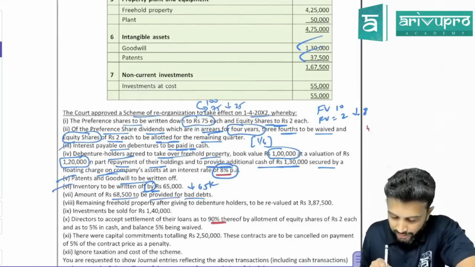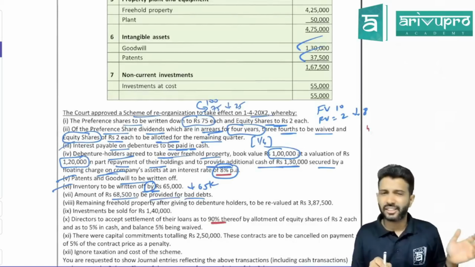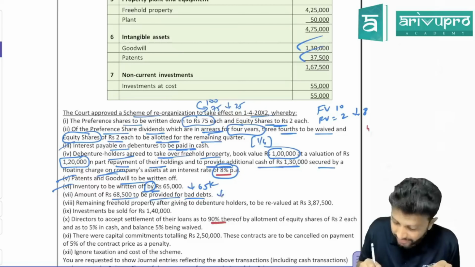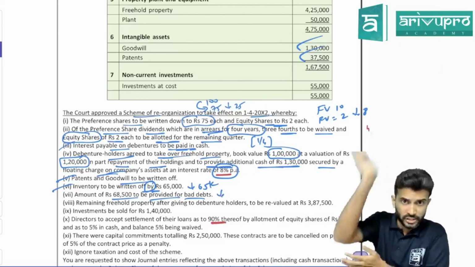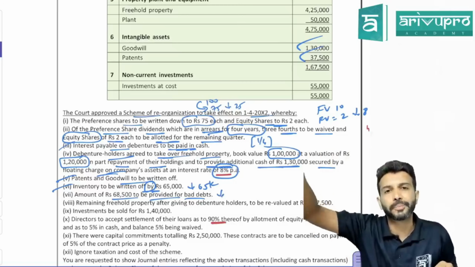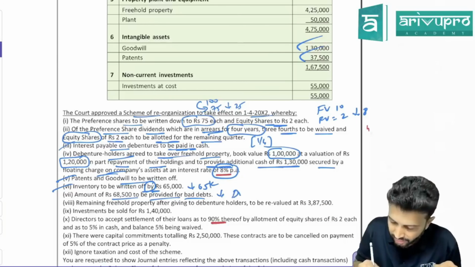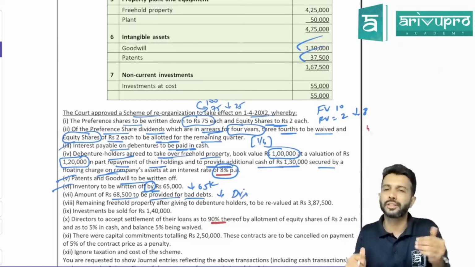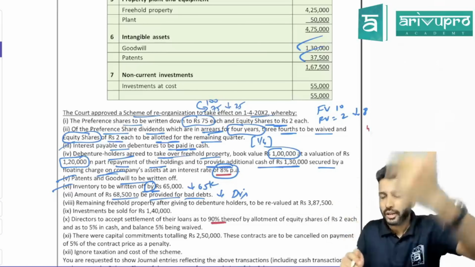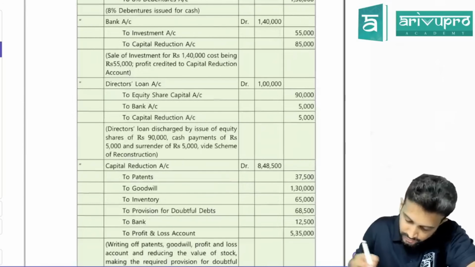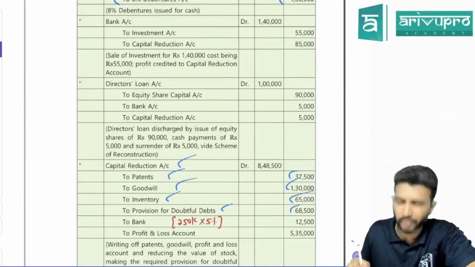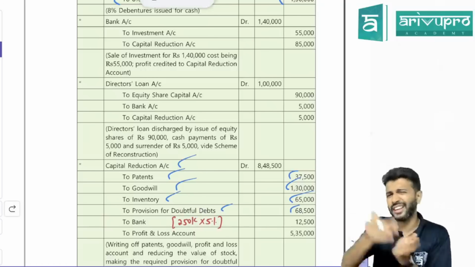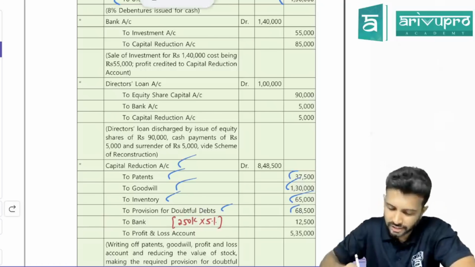Next, the adjustment: an amount of 68,500 to be provided for bad debts. If bad debts, what will it affect? Your creditor or debtor? Provision for doubtful debts, will you show it separately in the balance sheet or reduce it from debtors? Reduce it from debtors. So indirectly, debtors is reduced by 68,500. What is the journal entry for this? Debtor has a debit balance. How do you reduce it? Credited. So debit will be given to the reconstruction or capital reduction account, debit to provision for doubtful debts, or you can directly write trade receivables. It's fine. Any which way, we'll reduce it from debtors in the balance sheet.